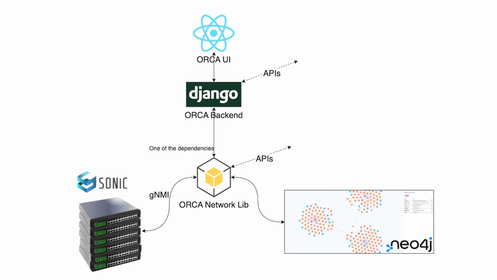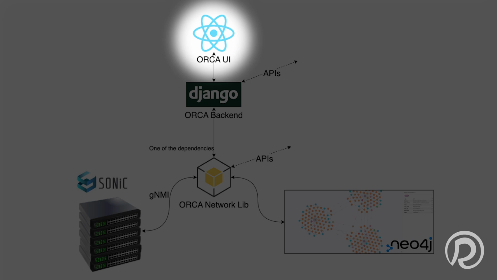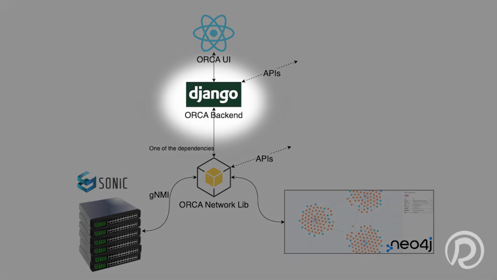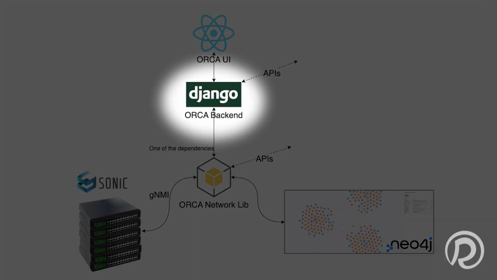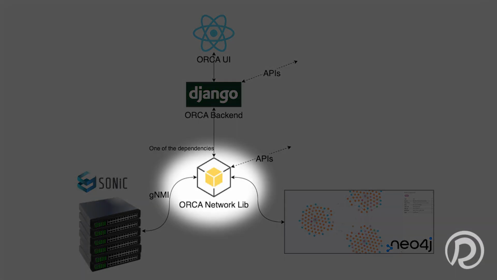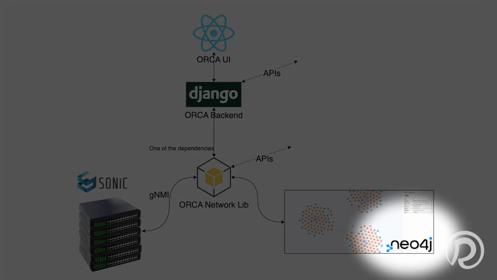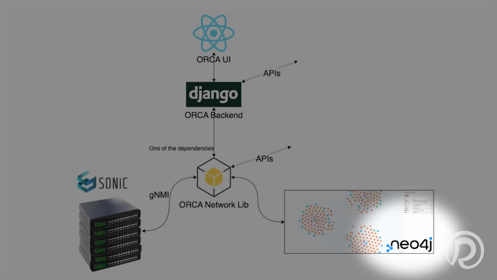As you can see in the diagram, ORCA has majorly four components. ORCA UI, a React-based user interface. ORCA backend, a Python Django-based server to serve the user requests. ORCA network library, a gNMI client implementation to perform CRUD operations on SONiC switches and update the database. And the Neo4j database to store network topology and real-time device and network information.